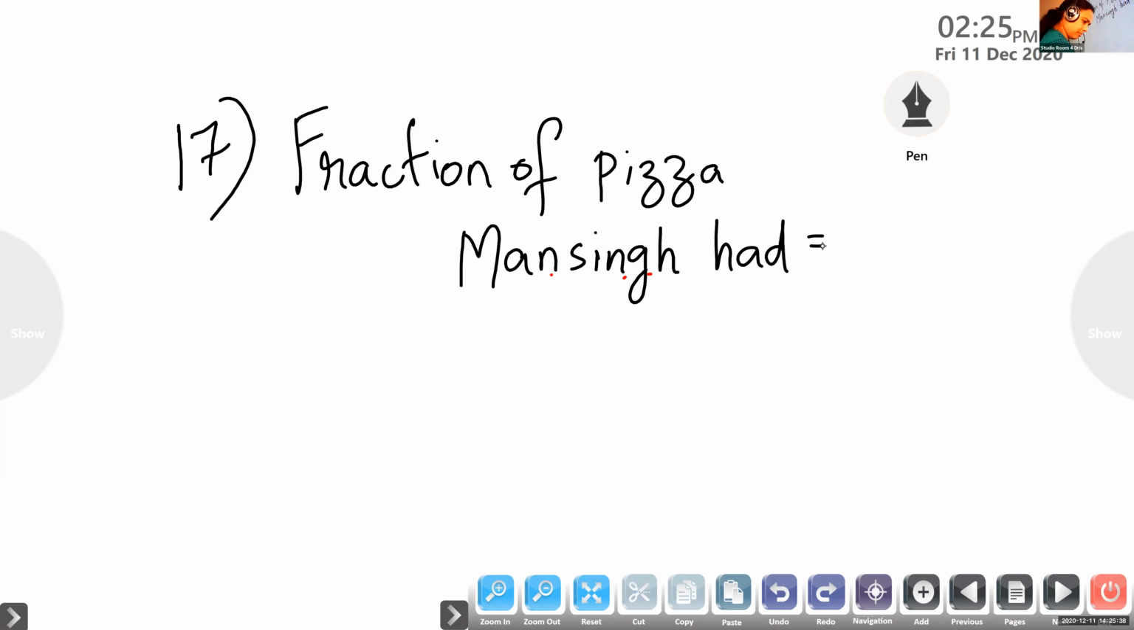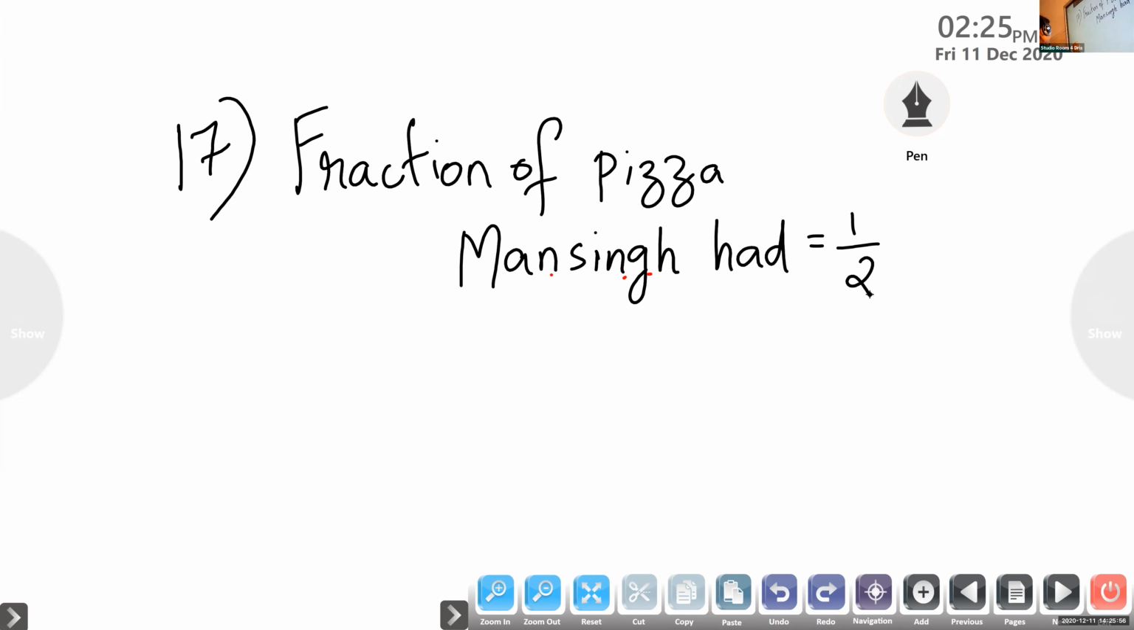Okay, fraction of pizza Mansingh had. How much? 1 by 2. 2 by 5 of this half he is giving to his sister. So what can we write? Part of the pizza he had given to his sister.